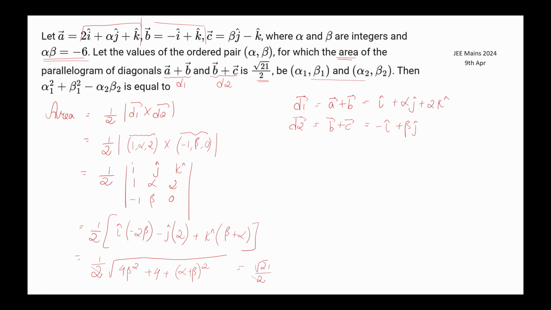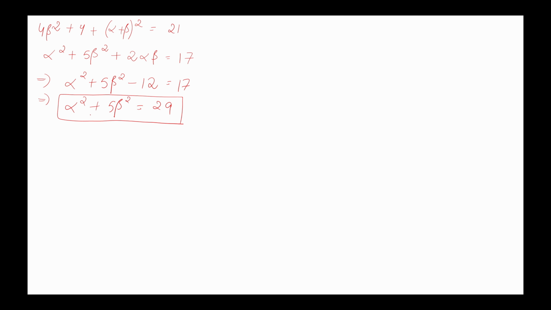Now what have they told us? We have to find the values of the ordered pairs, alpha 1, alpha 2, beta 1, beta 2. So this is one of the equations that we have. What is our other equation? Our other equation is alpha beta equals minus 6. So we have to find by hit and trial what values of alpha and beta will satisfy both these equations.